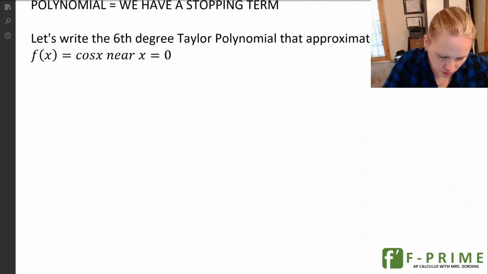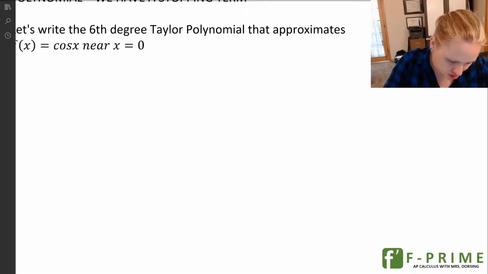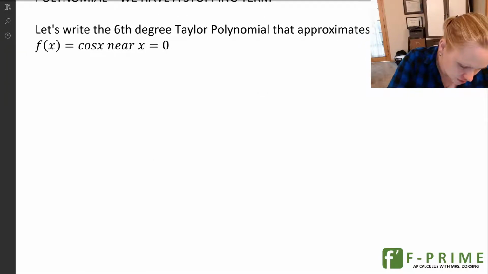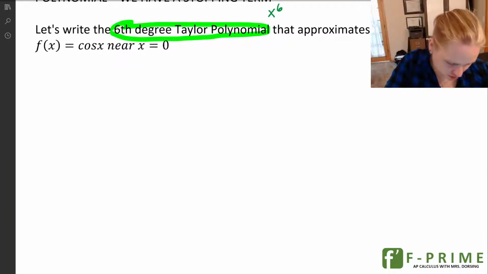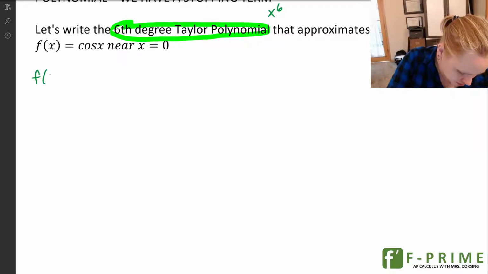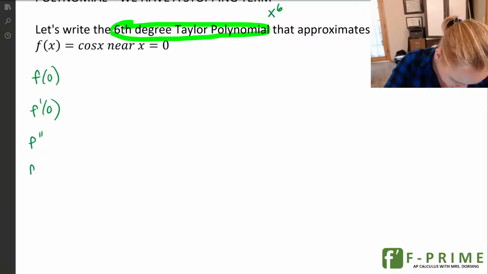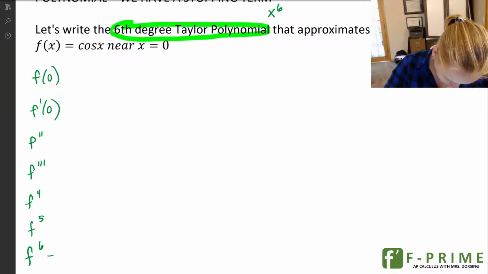Let's review what we learned in the last session. So I need to know, first of all, the 6th degree Taylor polynomial means that I'm going to go up to a power of x to the 6th. That's going to be the biggest power in my function. So I need to know f of 0. I need to know f prime of 0. I need to know f double prime, f triple prime, the 4th derivative, the 5th derivative, and finally the 6th derivative, all at x equals 0.